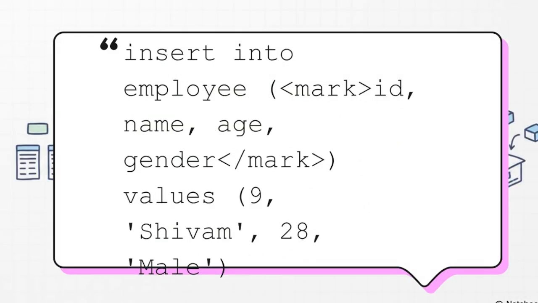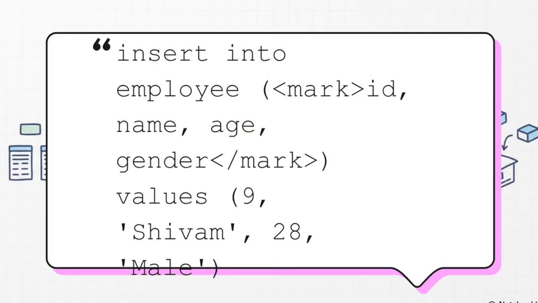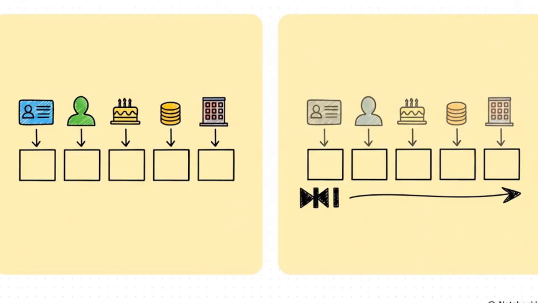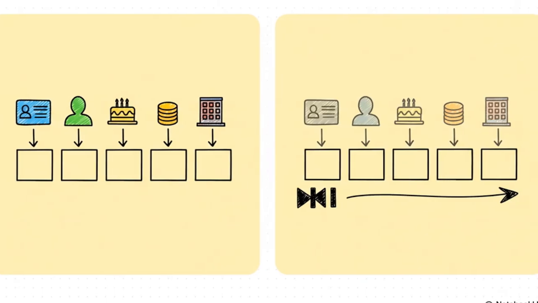Okay, but let's talk about a real-world scenario. What happens when you don't have all the info for a new hire yet, right? Maybe you know their name and age, but their salary and what department they're in hasn't been finalized. And this is where SQL is so cool. It handles this perfectly. By first listing the specific columns we have data for, like ID, name, and gender, we can insert just that information, leaving the other fields like salary and department totally blank for now.